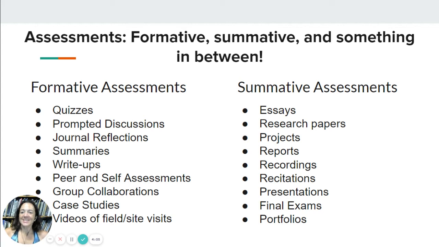So some examples of formative assessment: low stakes quizzes, discussions, reflections, summaries, self-assessments. We're going to talk about that in Module 3.